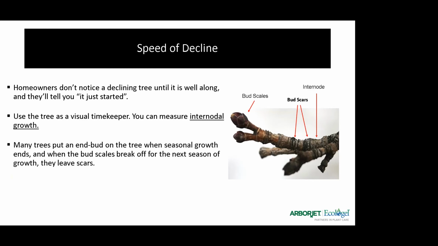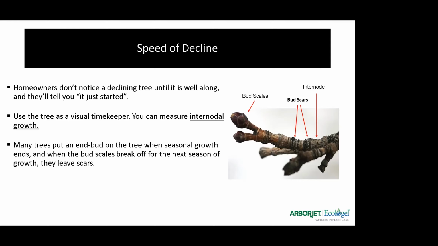And what you need to understand about trees is that many times trees will put on an end bud at the end of the growing season. And that's where you see, in the picture that shows bud scales, that's the end bud. And when those leaf scales fall off every year, they leave bud scars. You can see the bud scars on that branch example. You can measure the growth between bud scars to tell you how much that tree grew this year. And in many trees that have been declining for a while, you'll see those internodal growths getting shorter and shorter and shorter over time.